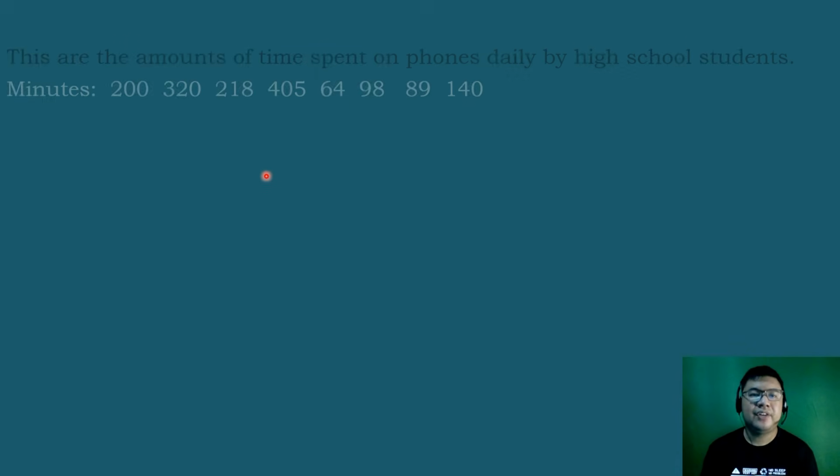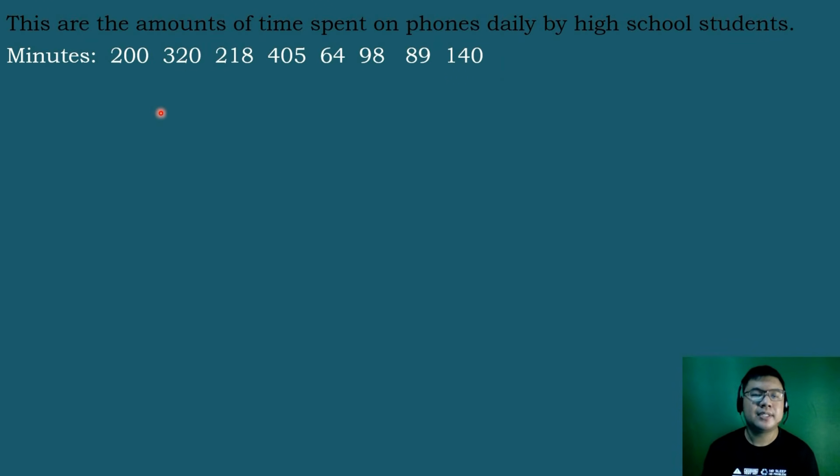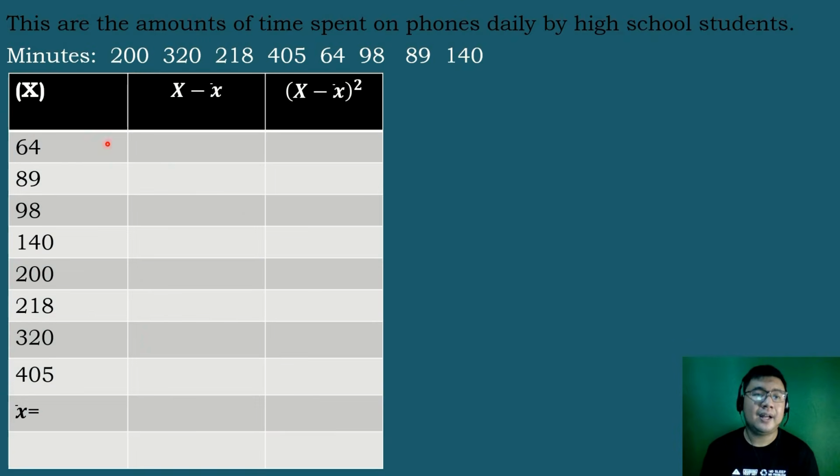So let's have our example. Using the same example earlier, these are the amount of time spent on phones daily by high school students, using the same data set. Let's now compute for the standard deviation. The first step we need to do is to construct a table.